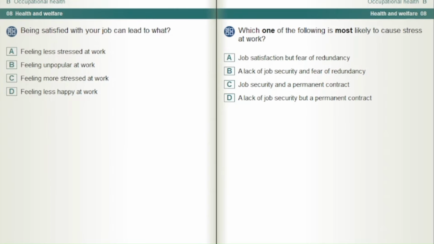Which one of the following is most likely to cause stress at work? Job satisfaction but fear of redundancy. A lack of job security and fear of redundancy. Job security and a permanent contract. A lack of job security but a permanent contract.